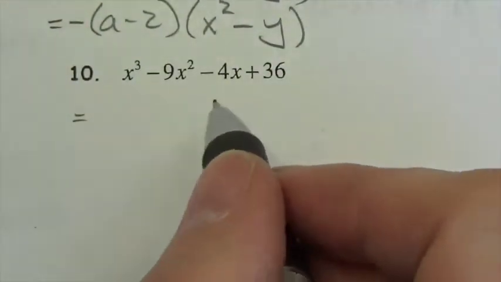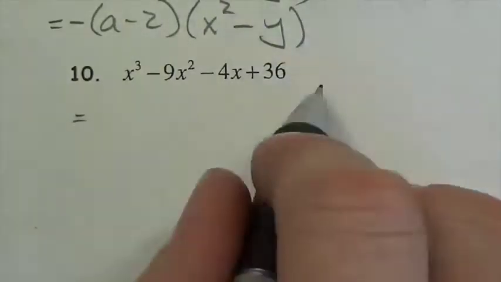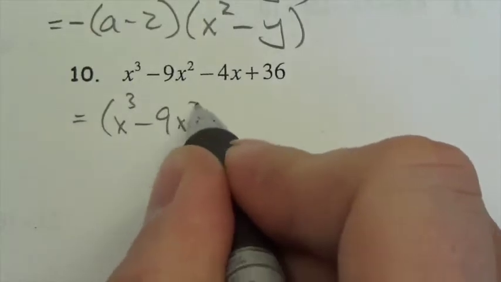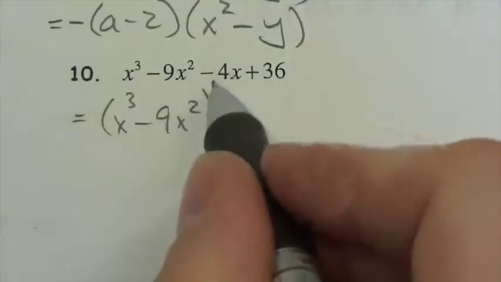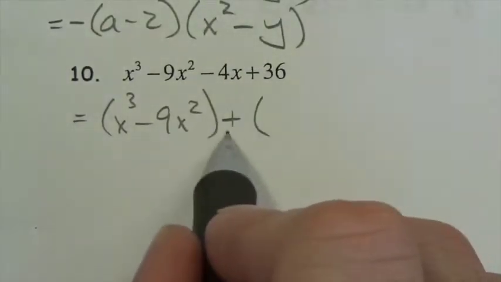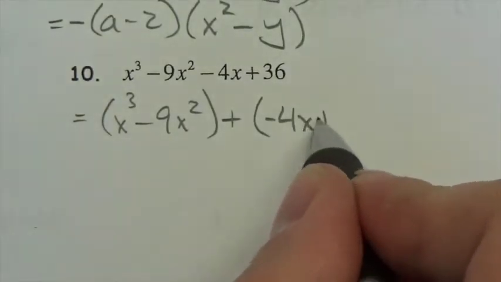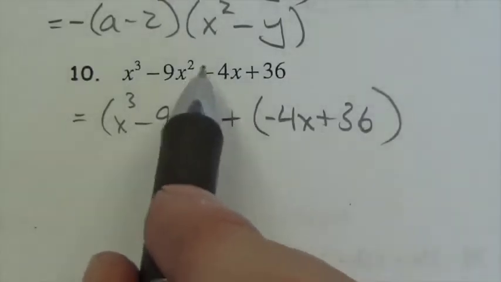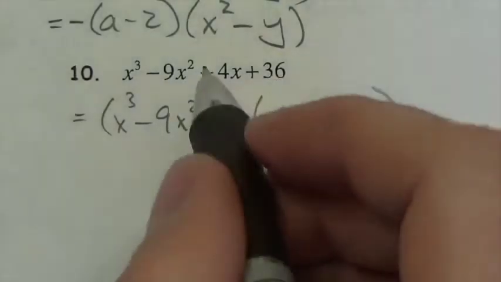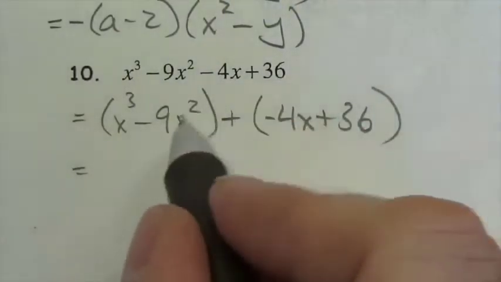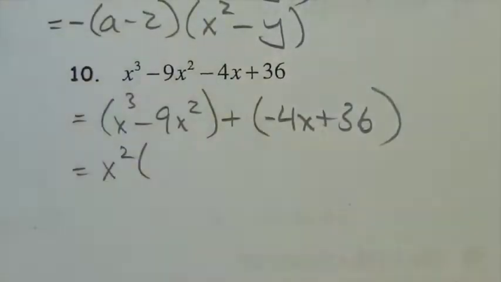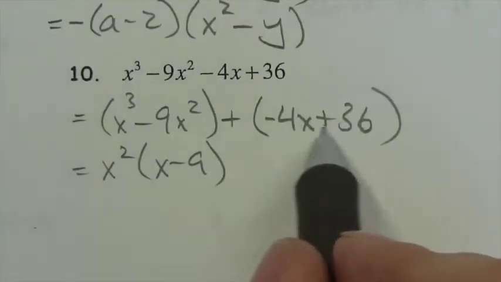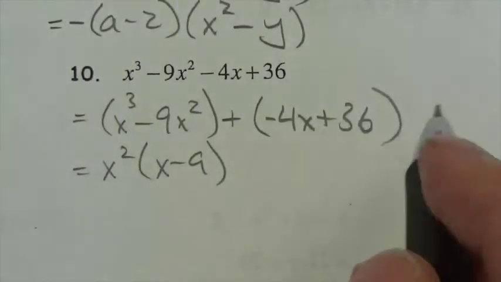x cubed minus 9x squared minus 4x plus 36. Okay, well, there's nothing common to all four terms, so here, let's do it again. x cubed minus 9x squared is my first two terms. There is a negative there. That's not what I'm going to write in the middle. I'm going to put a plus sign there, and I'll put that negative over with the 4x. Every time there was a negative in that middle there, I moved it over. Now, what's common to x cubed minus 9x squared? x squared. So that leaves me with x minus 9. What's common to the negative 4x and the 36? Well, it's going to be a 4.